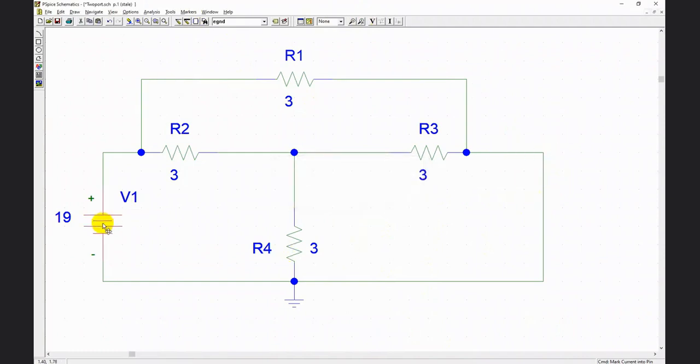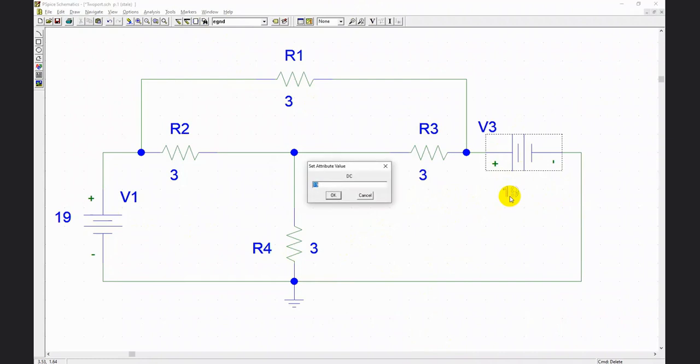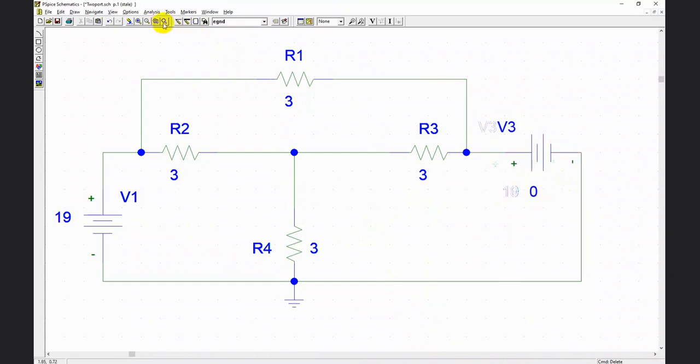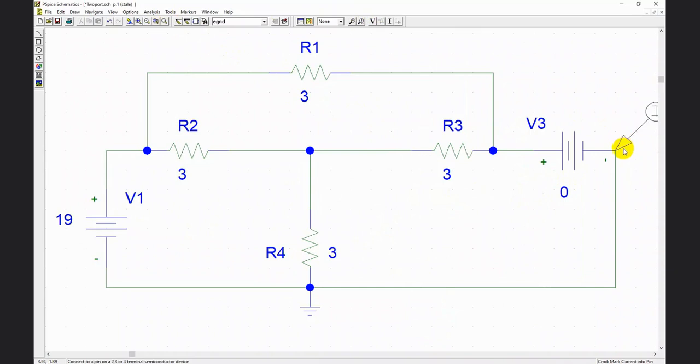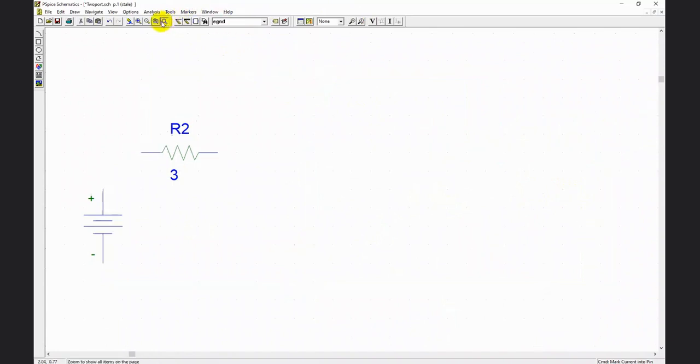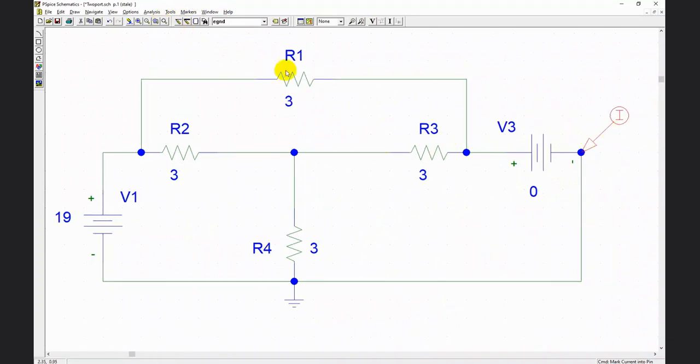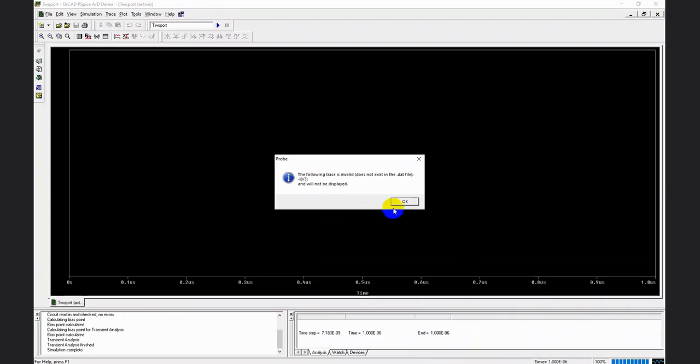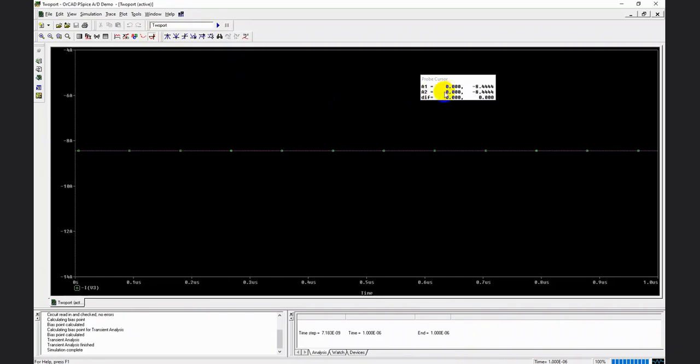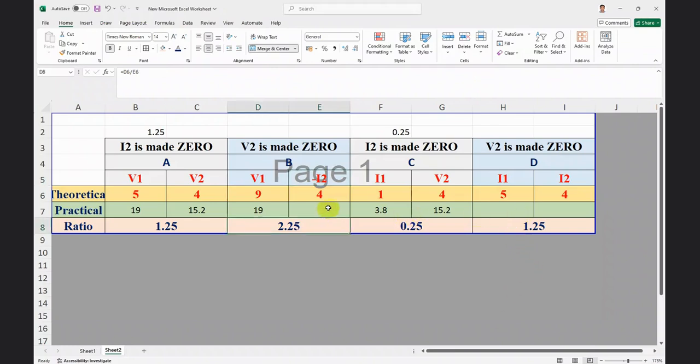So what we can do, we can place a 0 volts source, which in turn acts as an element. So now I have to place the current marker in which direction, going towards left. So I must place the current marker at this end. So this gives me I2. I2 is minus 8.44. So minus I2 is 8.44.